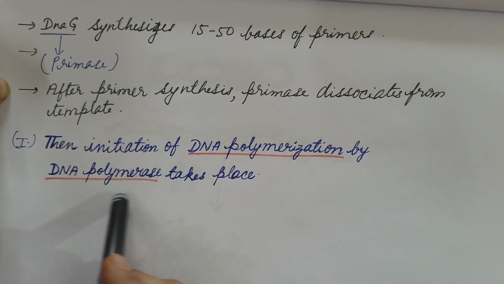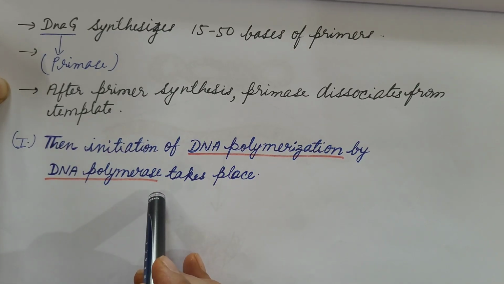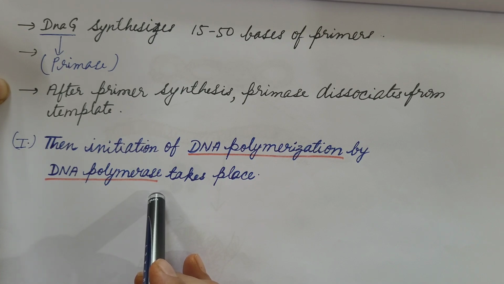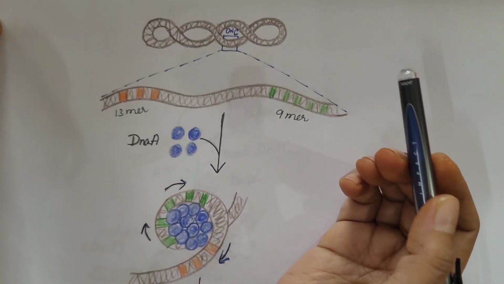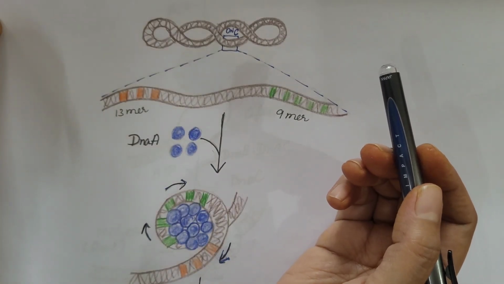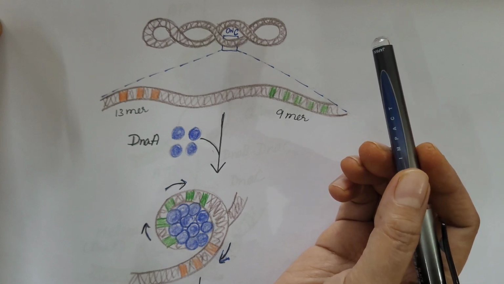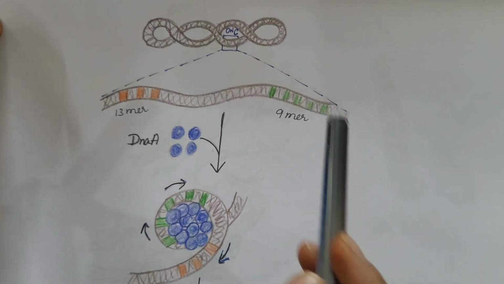Once the primer is synthesized, there is the initiation of DNA polymerization by DNA polymerase. And DNA polymerase results in the extension of the DNA strand, or the synthesis of the DNA strand which is complementary to the template strand. This we will discuss in detail in the elongation video. Now let us understand the sequence of events of initiation with the help of the figure.